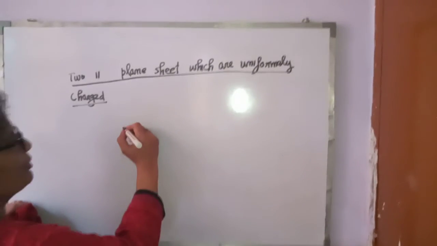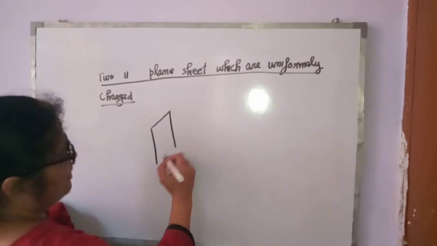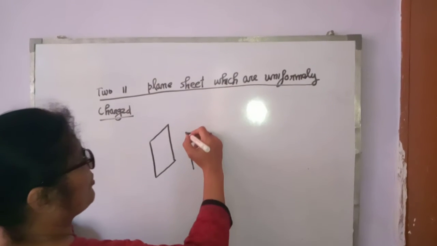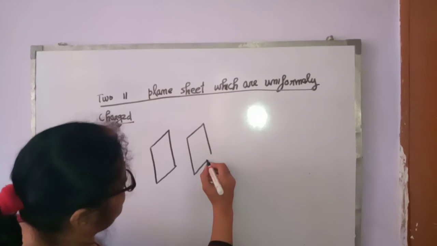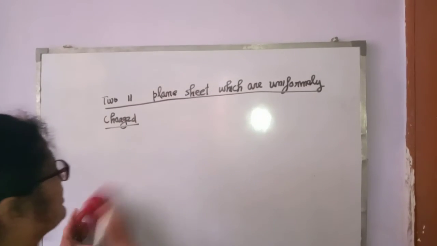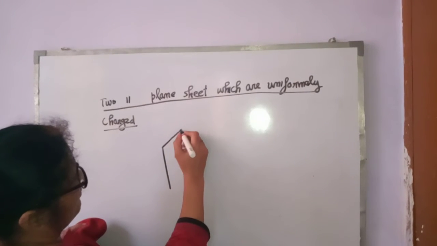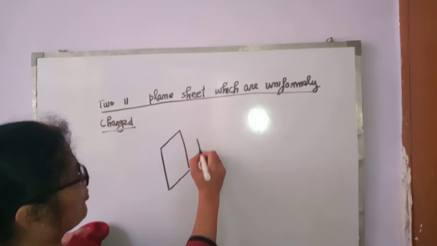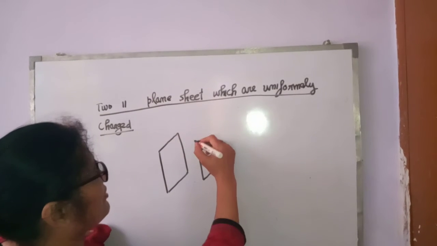Now there are two parallel sheets. Suppose this is your first sheet and this is your second sheet. Both sheets are uniformly charged. Suppose both are positively charged. Draw again: this is your first sheet and this is your second sheet. Both are parallel to each other and both are uniformly charged.